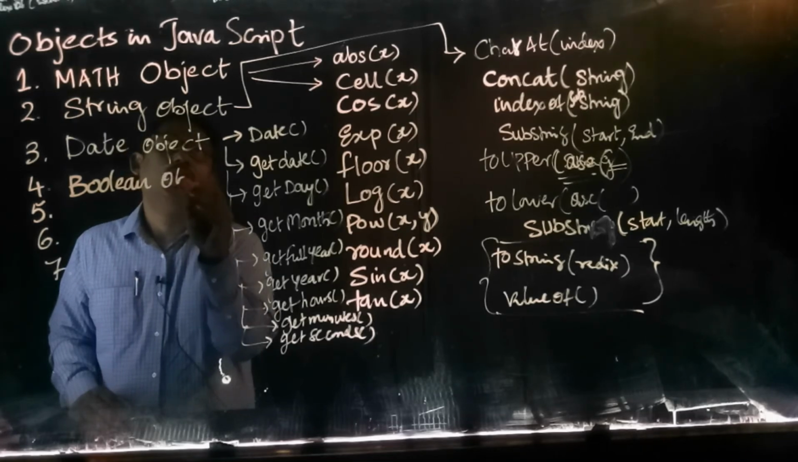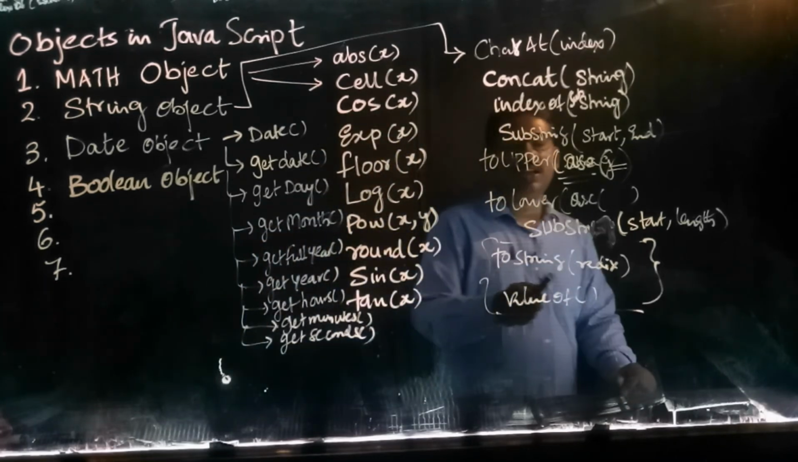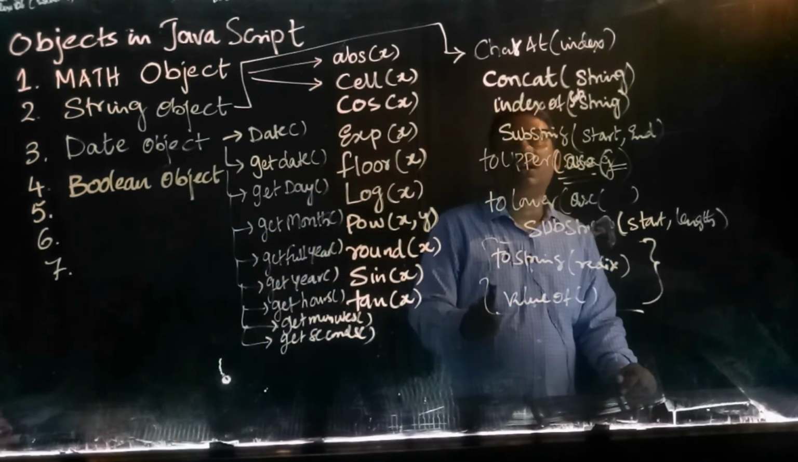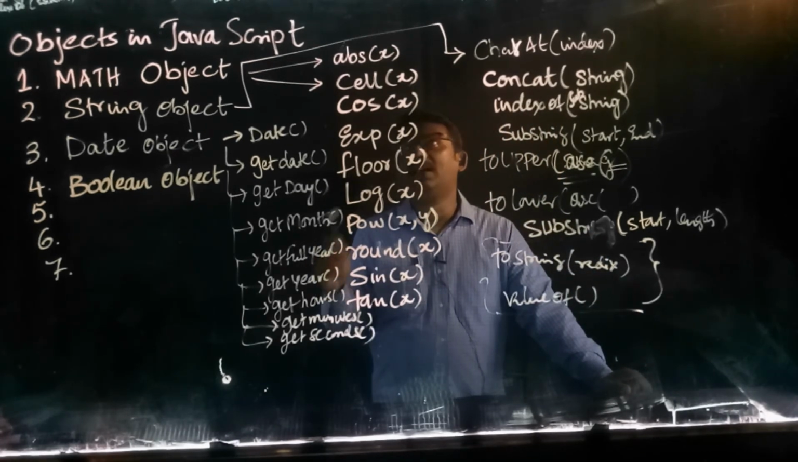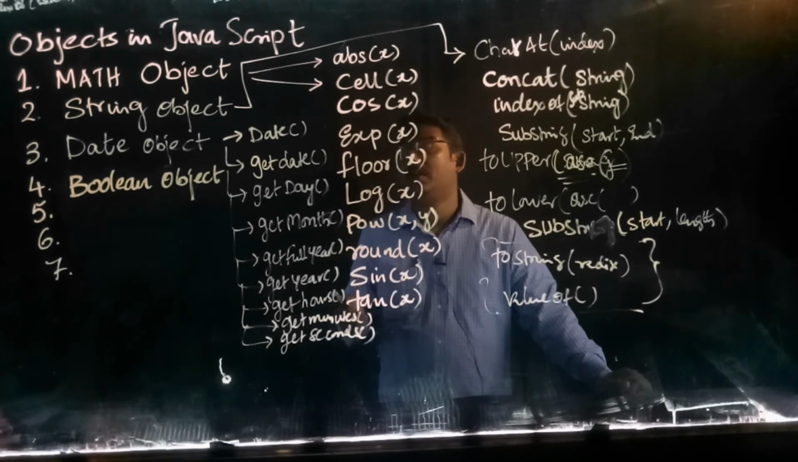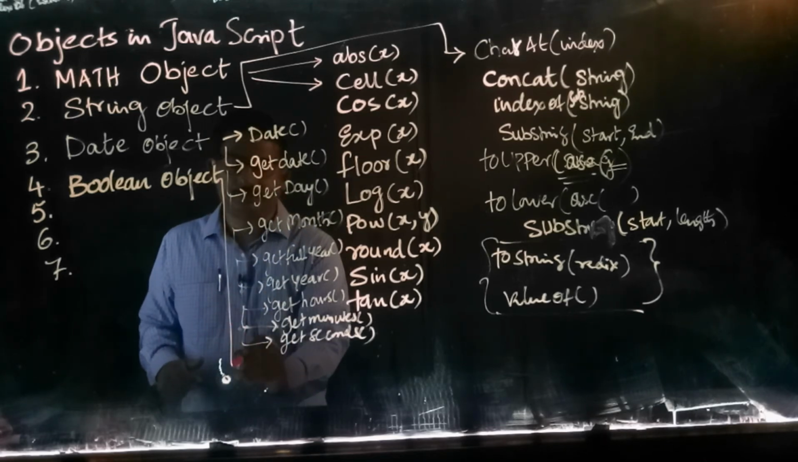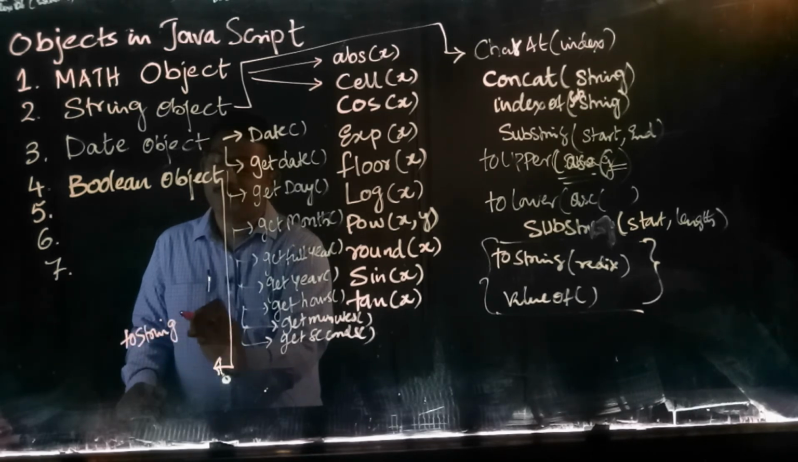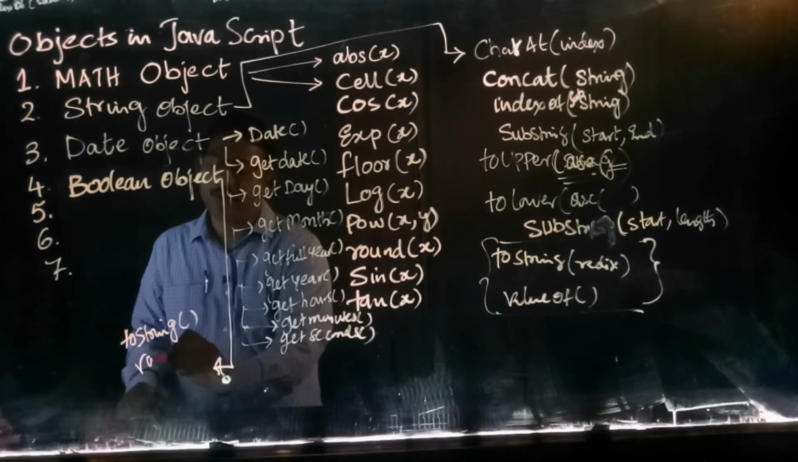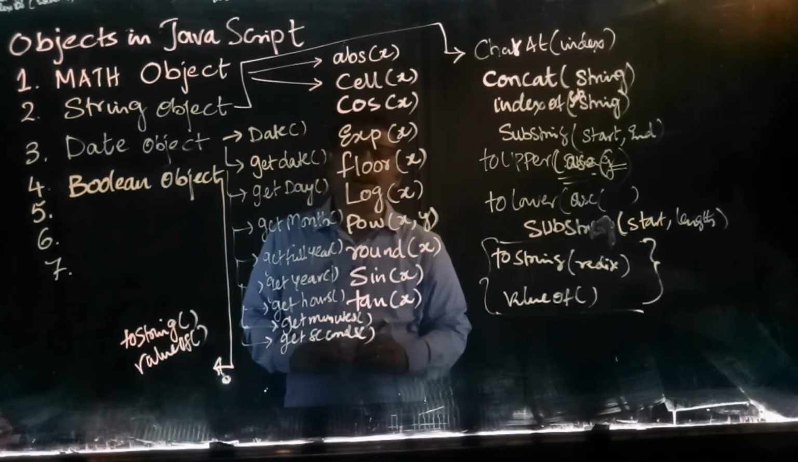The Boolean object has toString and valueOf. These two come under the Boolean objects.